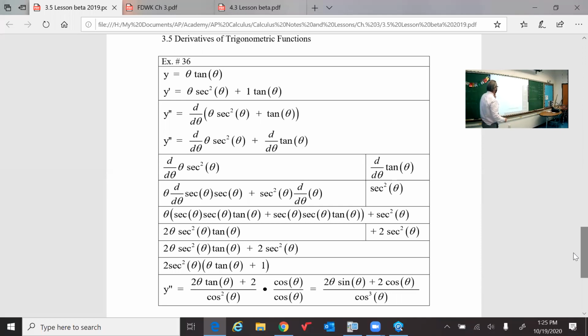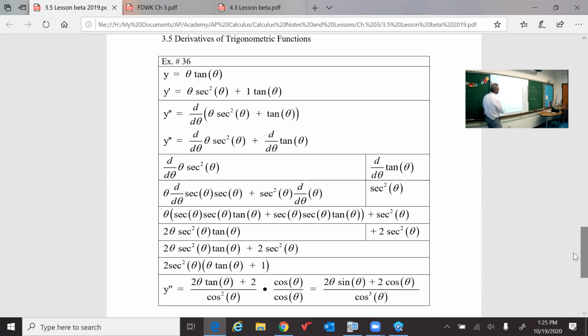To get the second derivative, differentiate this. So what? Well, this is the sum of the derivative. But this one's way easier to do than that one, so I just put that over here. Derivative of tan is secant squared. It's the left side of the addition sign.